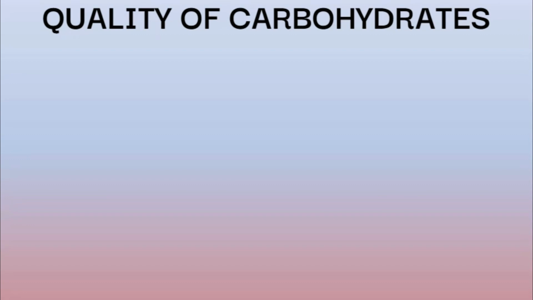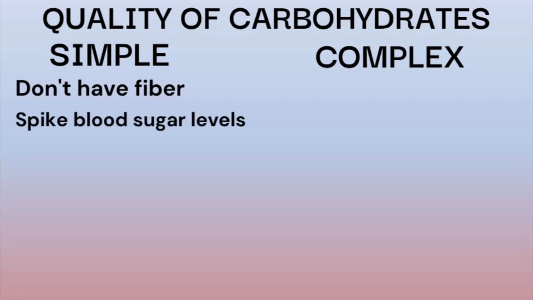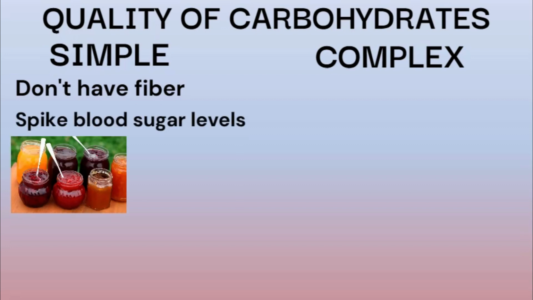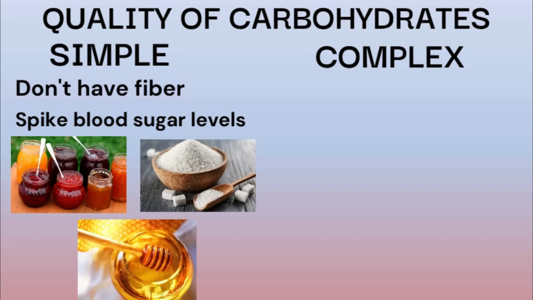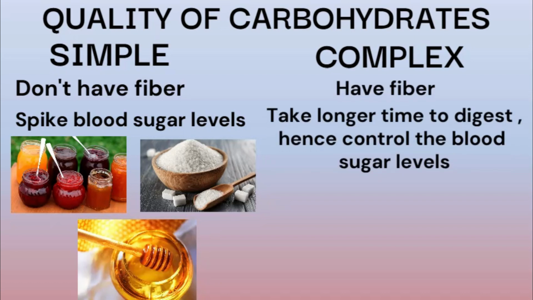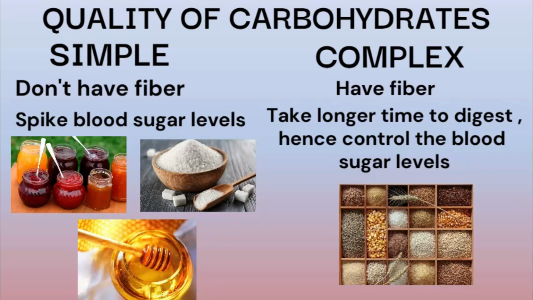Now, carbohydrates are classified into two: simple and complex carbohydrates. Simple carbohydrates are those which do not have fiber, they spike blood sugar. This includes jams, jellies, sugars, honey, jaggery, etc. Complex carbohydrates are those which have fiber, take longer time for digestion, hence they control sugars. Example, whole grains.